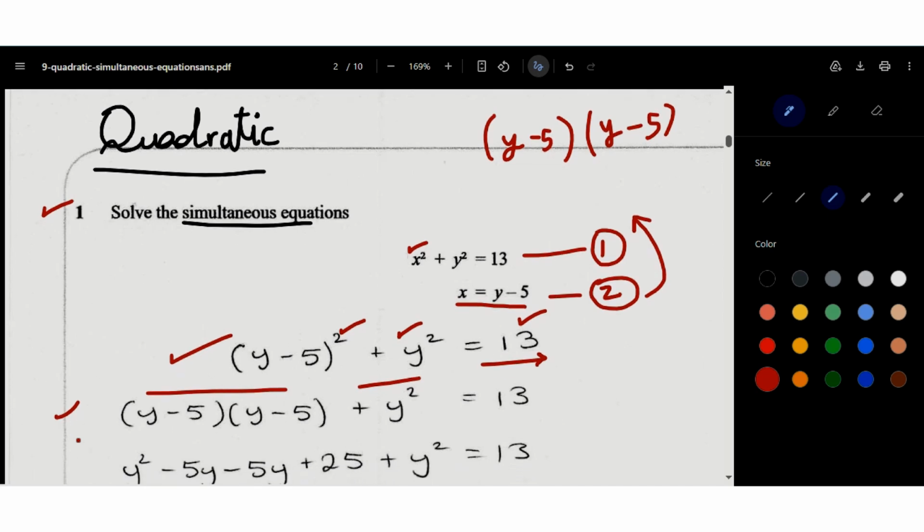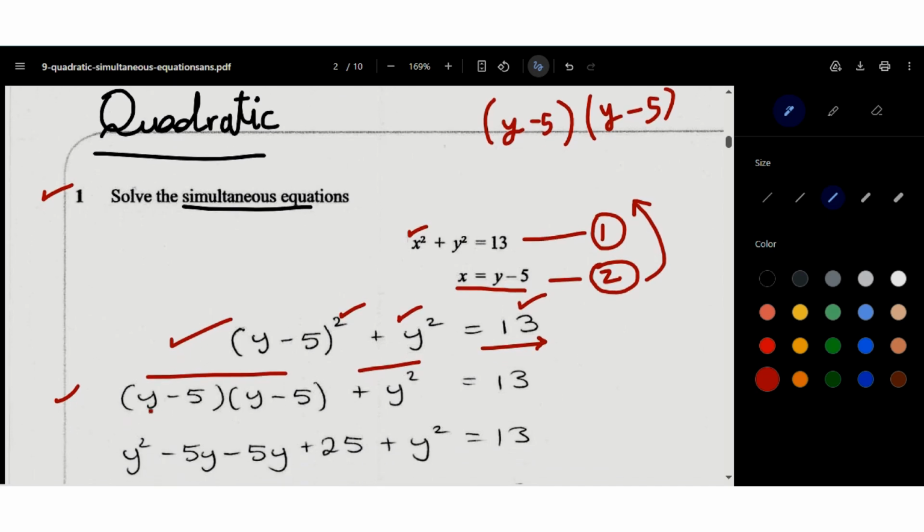I move to my third step, because in my third step I just multiply. Let me make arrows here so you can easily see what I multiply. Firstly I multiply y by y, which is y squared, then I multiply y with negative 5. y times negative 5 is negative 5y. I'm using other colors so you can see what's next. Then I multiply negative 5 by y, which is negative 5y. Then negative 5 multiplied by negative 5 is negative negative, so it makes a plus 25. And this y squared is the same as it is, this 13 is the same as it is here.